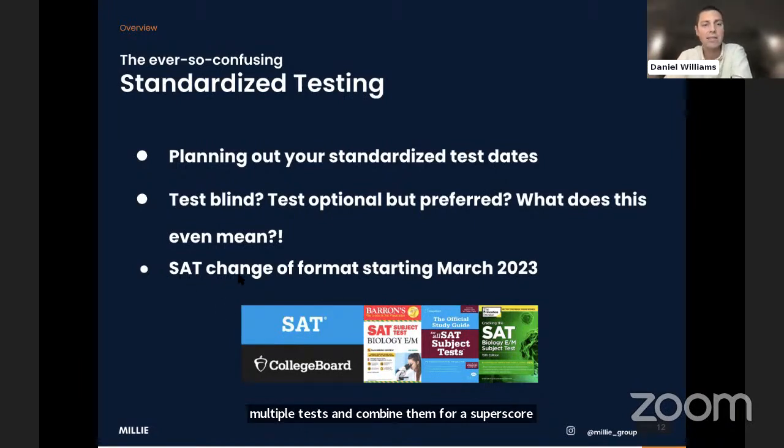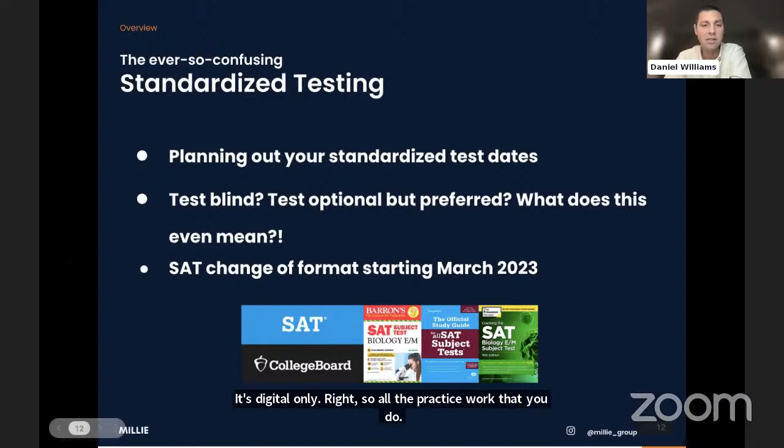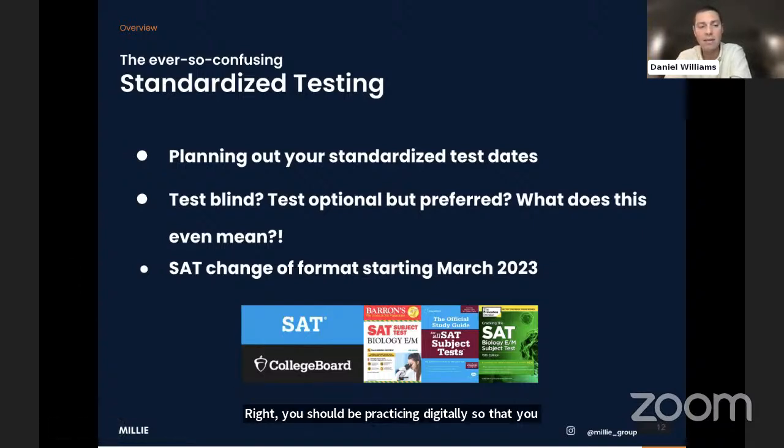And as I mentioned, yes, the SAT has changed its format. It's digital only, right? So all the practice work that you do, right, you should be practicing digitally so that you can basically face the same exam when you step into the examination room on test day.